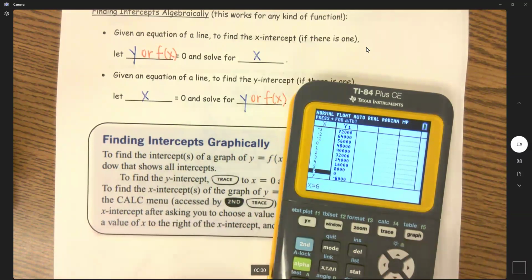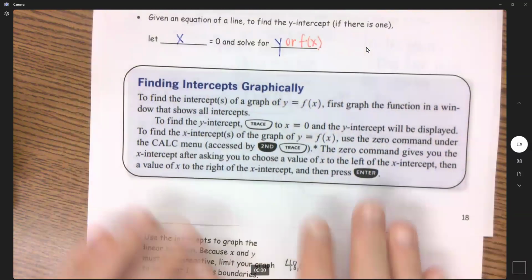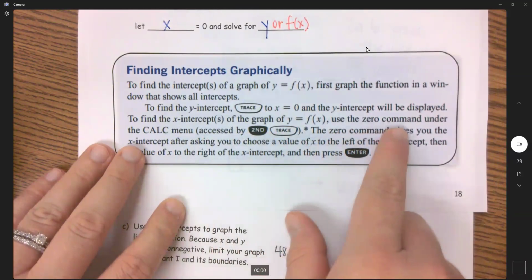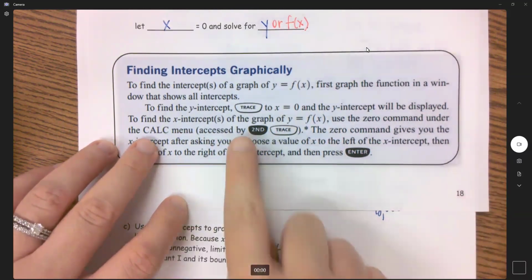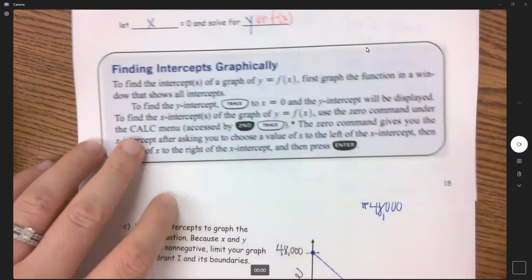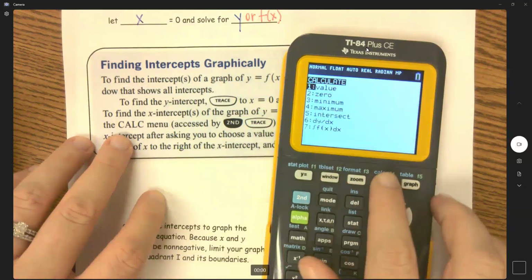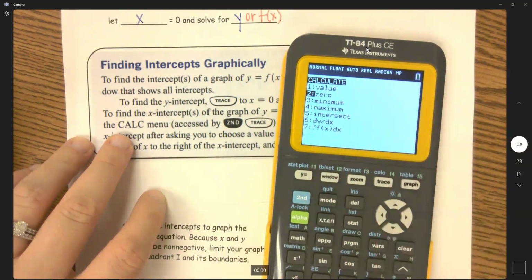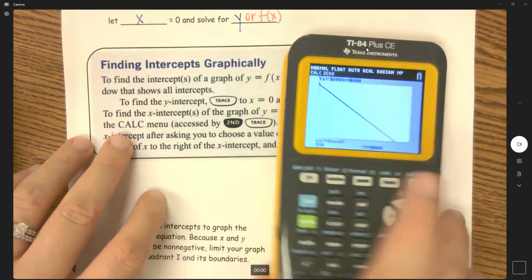Now looking at this table, I can actually see my x-intercept right here as well. But in case I couldn't see it, because those aren't always going to be whole numbers, what we would have to do to find the x-intercepts of the graph is use the 0 command under the calc menu, which is accessed by second trace. We've been here before. So second trace, we've used max and min. Now I want to go to that 0 function, so right here, number 2.